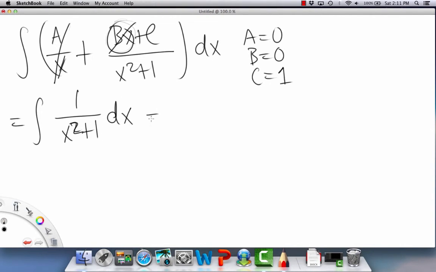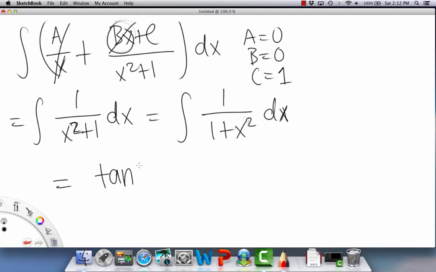And let's see if you guys recognize this. If I put it in this form, for some reason I recognize the integral of this more when I have the 1 in front of the x squared. But anyways, this is actually going to just be inverse tangent of x, and then plus c, of course, because we have an indefinite integral.